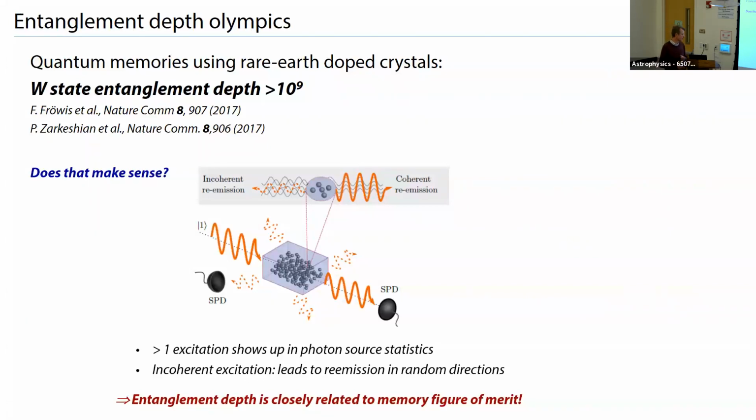And actually, also, you want it to be only one excitation, so it turns out that what they are measuring when they are looking at the fidelity of recreation of the state, so the fidelity of their quantum memory, is actually something that is really determined by this entanglement depth. And they need these 10 to the 9 particles so that they could get good fidelity, and so you can convince yourself that yes, indeed, it makes sense.